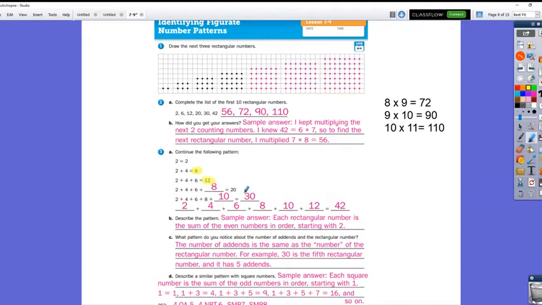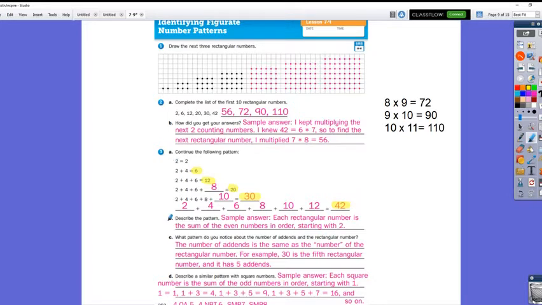All right, the next rectangular number after 20 is 30. And how many add-ins does that have? It's the 1, 2, 3, 4, 5, the fifth, so it'll have 5 add-ins. 2, 4, 6, 8, and 10. The next one is 42, and it's the 6th one, so it's going to have 6 add-ins. 2, 4, 6, 8, 10, 12, and that is equal to 42.